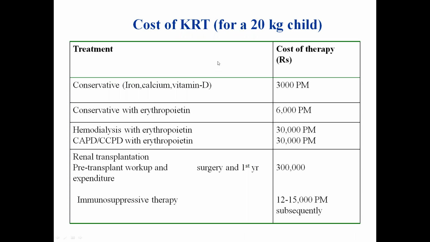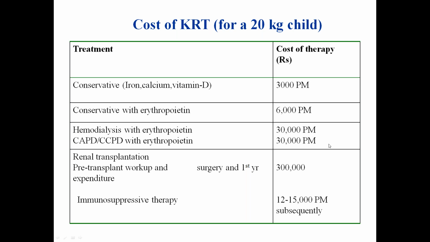Now, if you look at the cost of kidney replacement therapy for a roughly 20 kg child, the cost is much lower in the long run with a renal transplant. If you need to do dialysis with erythropoietin and supplements, it is almost 30,000 per month, for both hemodialysis as well as peritoneal dialysis. If you do hemodialysis in government centers, obviously it is free of cost. But in a private center, each hemodialysis session costs roughly anywhere between 5,000 to 8,000 per session. So it turns out to be very expensive.